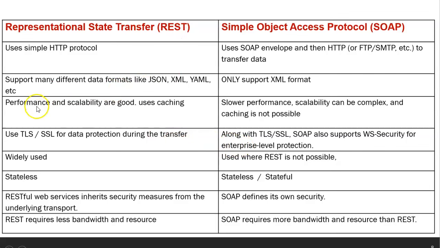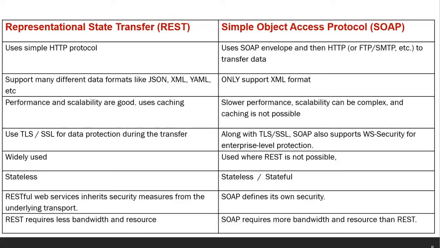Otherwise, REST has more performance and scalability, is widely used in industry, and is best to use. So normally SOAP is used where REST is not possible to use or the security is a concern. And REST web service inherits security measures from the underlying transport security that we have already discussed. SOAP uses its own security. It requires more bandwidth. And there is one more advantage in SOAP. It has error corrections.